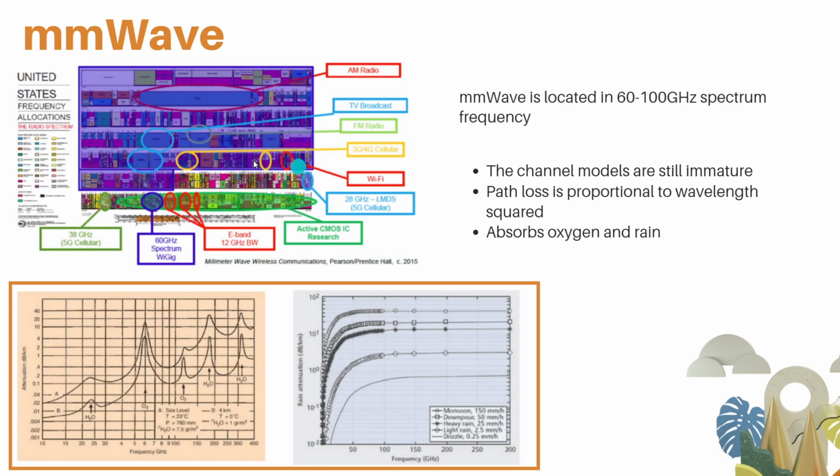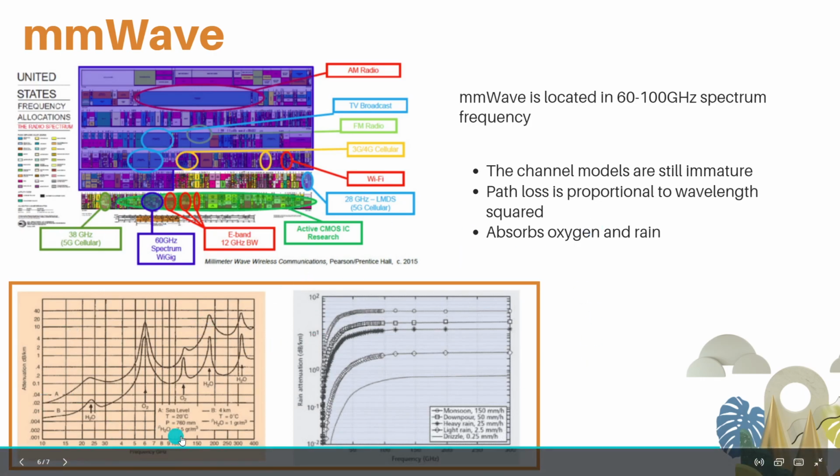Oh yeah, and since millimeter wave works in high frequency, getting bandwidth is much easier, and millimeter wave still needs more research since its channel models are still immature, which are based on measurements, with few accurate analytical models, and the path loss is proportional to the wavelength squared, and it has absorption by oxygen and rain.